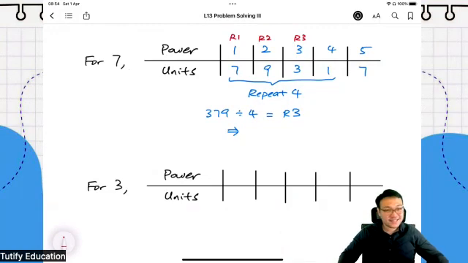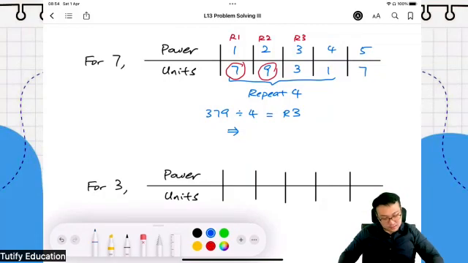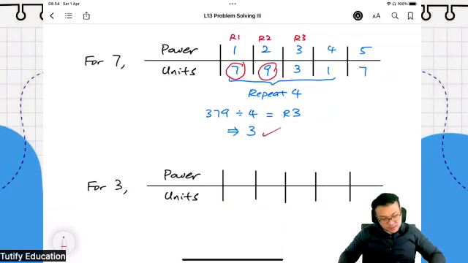What is the unit digit? The remainder is 3, Reagan. Whenever the remainder is 1, the unit digit is 7. Whenever the remainder is 2, the unit digit is 9. So whenever the remainder is 3, what is the unit digit? 3. Yes. So we got the unit digit of 3 here. Now let's move on to the last one, Reagan.